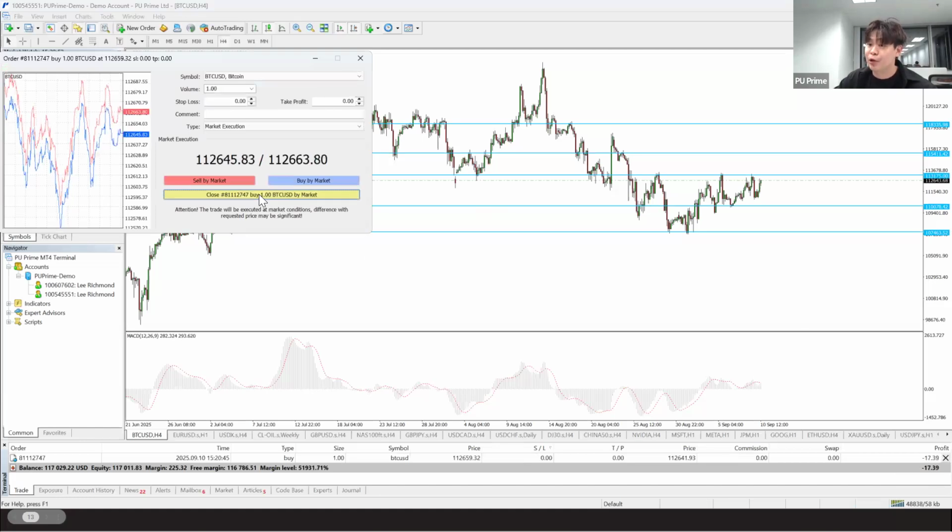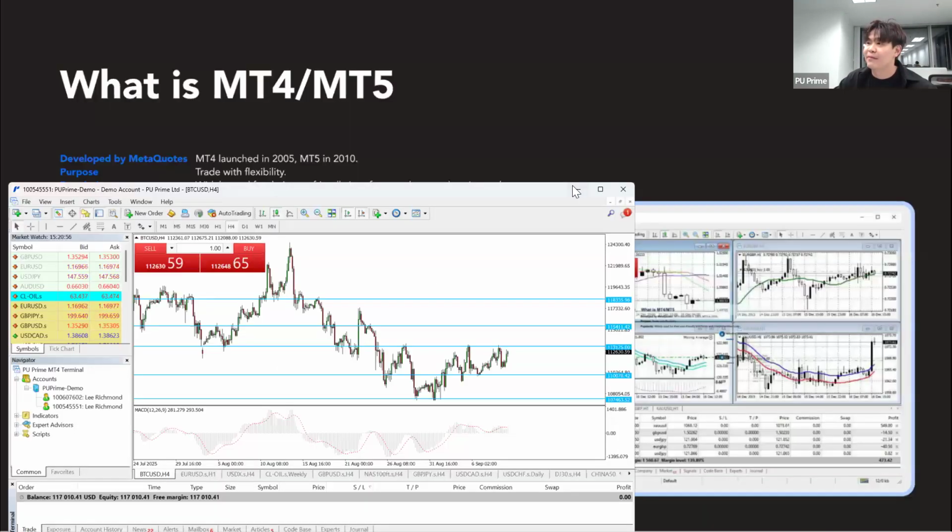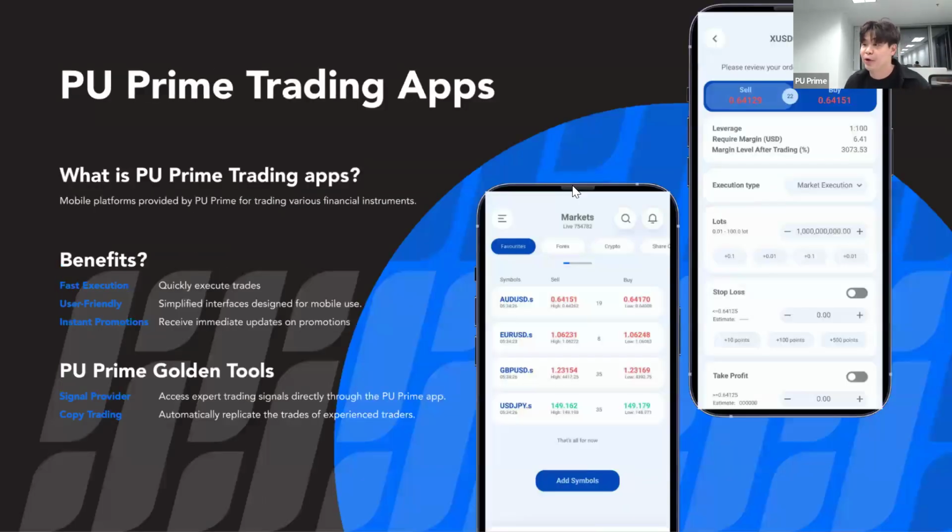So normally investors will use MT4 or MT5 to do the trade. And then at Pure Prime, we also offer the Pure Prime trading app for you to do all of the executions. And in our trading app, we also have copy trading tools. The copy trading tool is separated into two functions. The first one is the signal provider. The second one is copy trading.